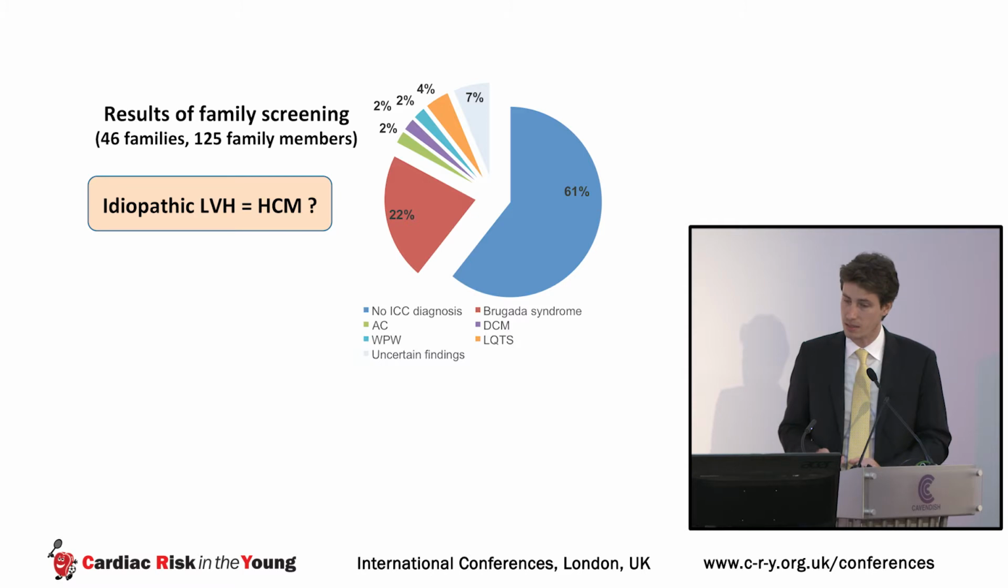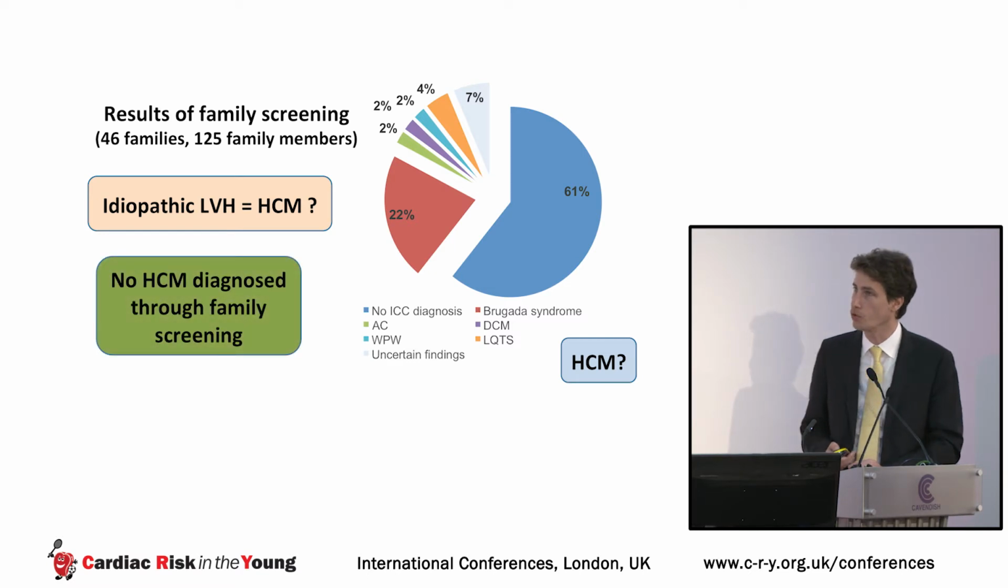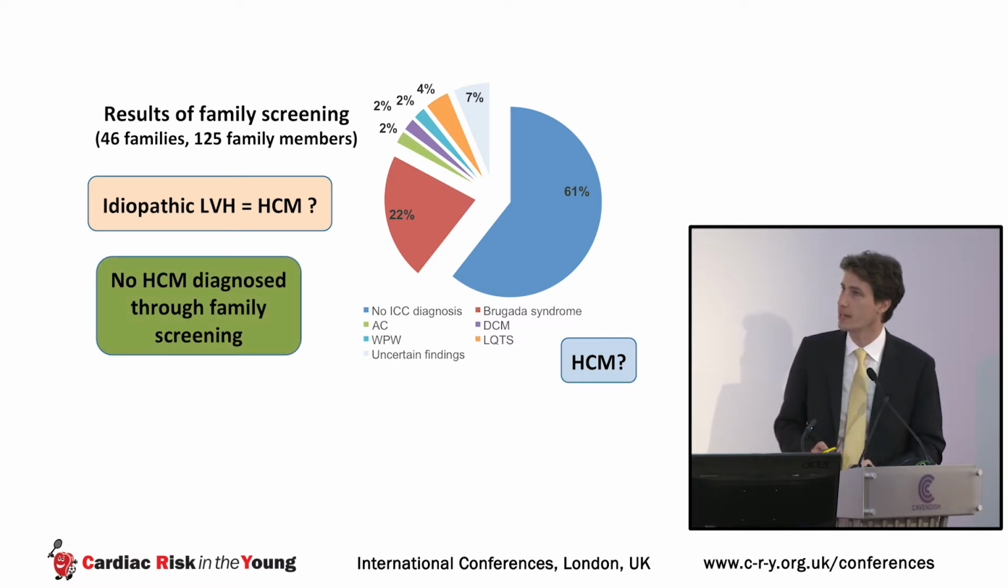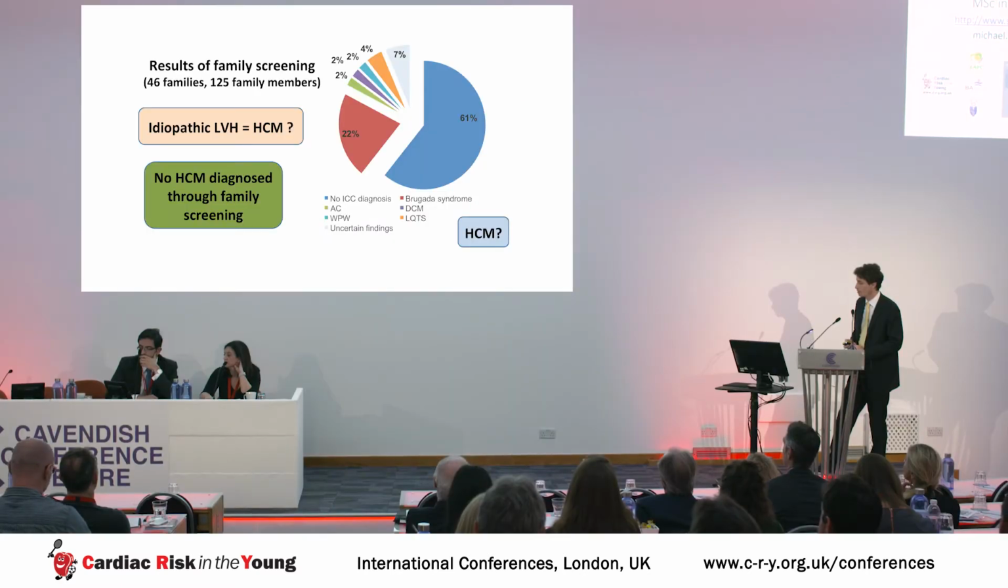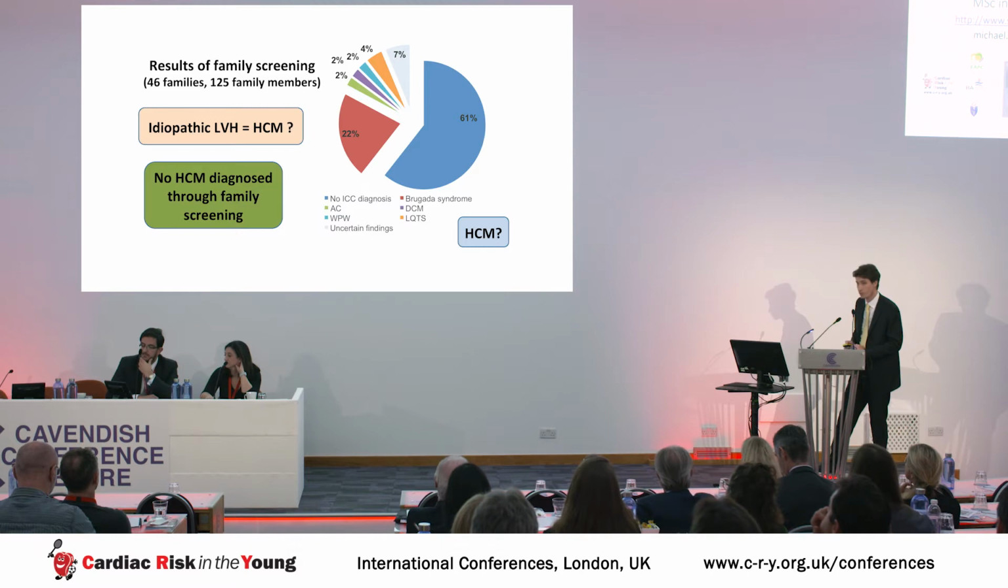And the main hypothesis was that idiopathic LVH is part of the spectrum of hypertrophic cardiomyopathy. And these are the results. So is there hypertrophic cardiomyopathy in the families that we screened? The answer is no. No families were diagnosed with hypertrophic cardiomyopathy in our cohort. However, we had some diagnoses of inherited heart disease, specifically channelopathies. So we had a diagnosis of Brugada syndrome in 22% of the families, and long QT syndrome in 4% of the families.